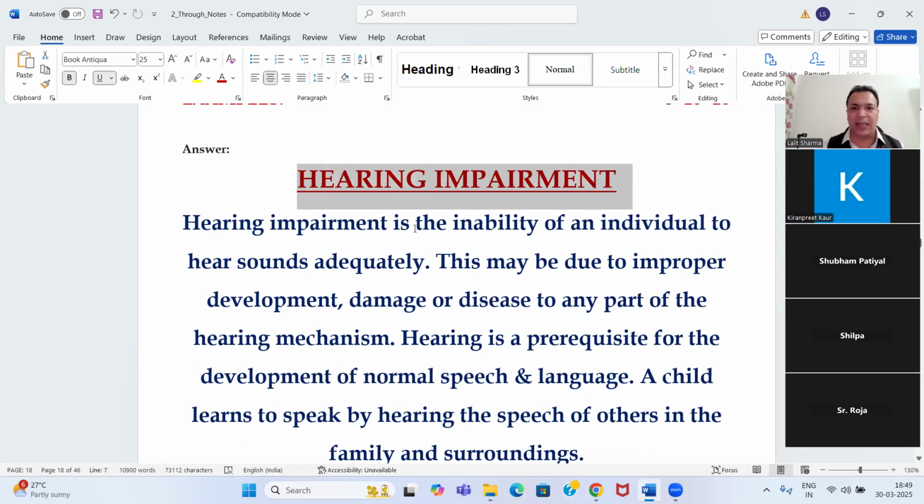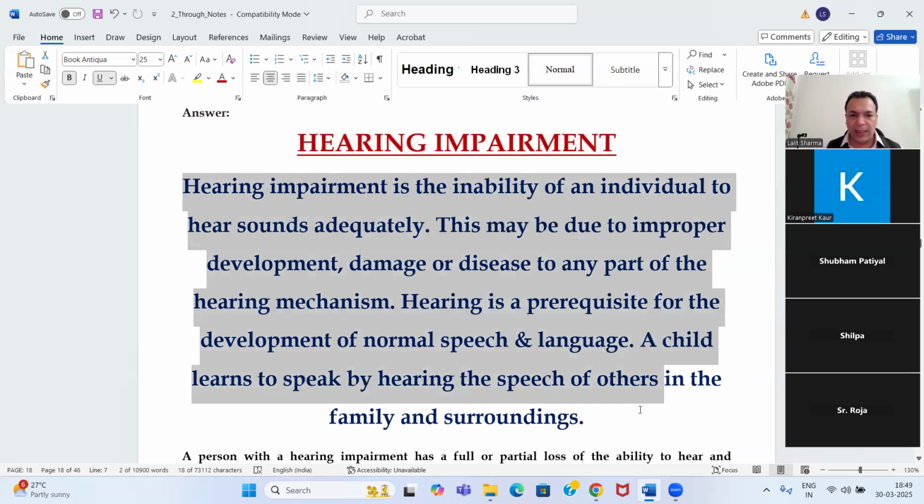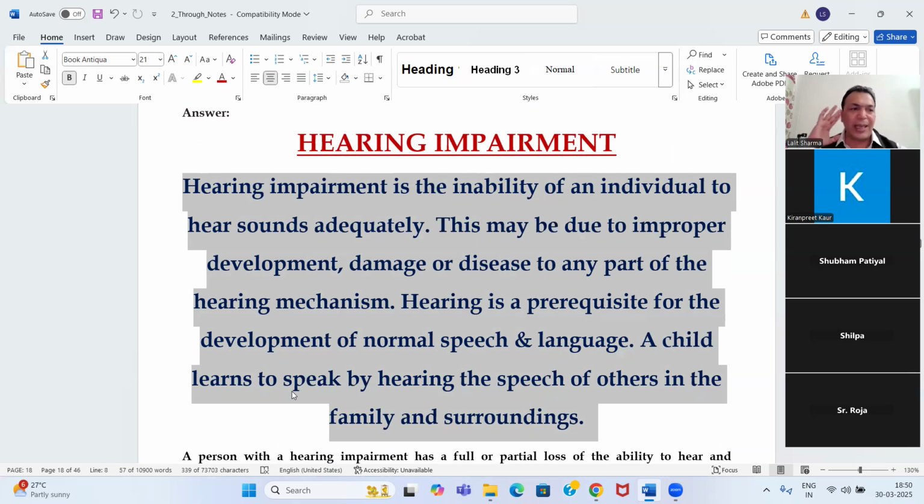What is the meaning of a hearing impairment? Hearing impairment is the inability of an individual to hear sounds adequately, right? Loss, hearing loss, basically. Impairment means loss, hear loss, right? Hearing impairment means it is the inability of an individual to hear sounds adequately.